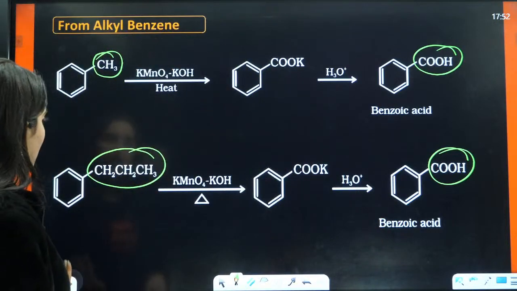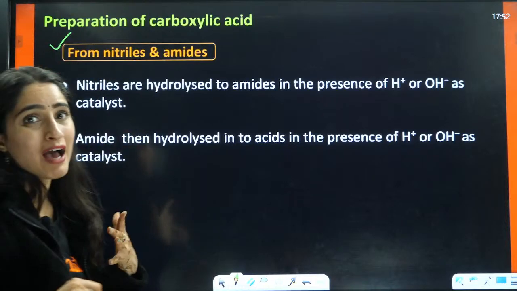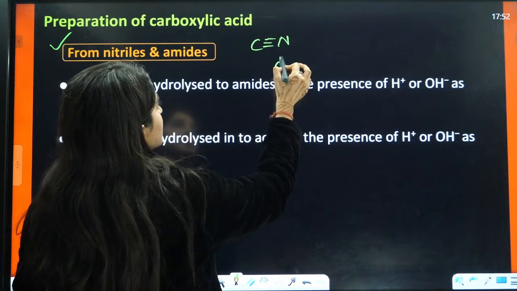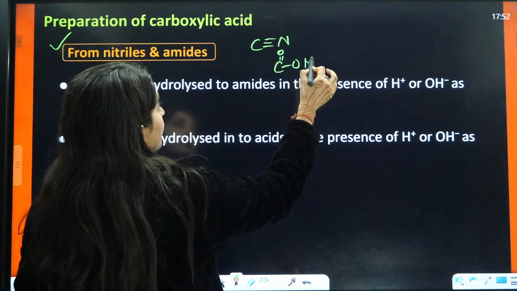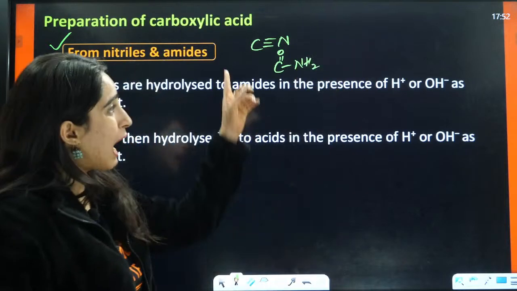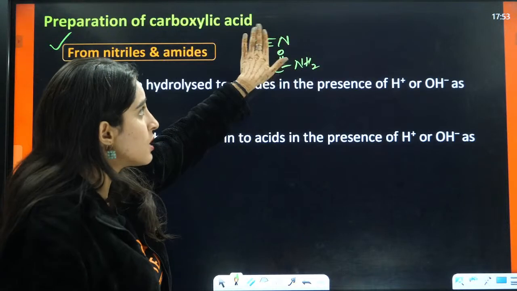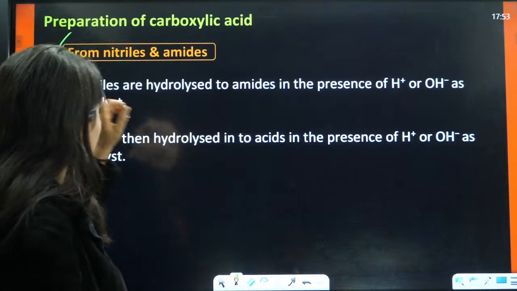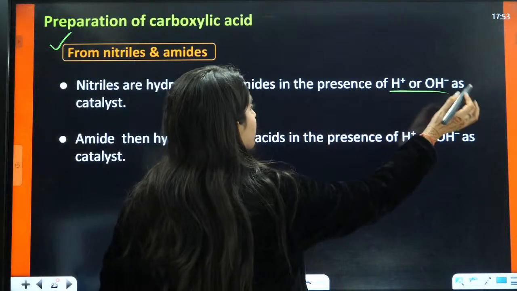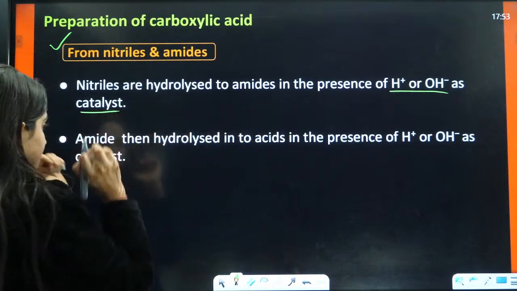Okay, guys. Now, next is from nitriles and amides. Now, if you have nitriles, that means you have C triple bond N, or you have C double bond O NH2. Now, how to convert these two things to COOH? That is the task. So now let us see the reaction. Nitriles are hydrolyzed to amides, a very important reaction, in the presence of H positive or OH negative as catalyst.